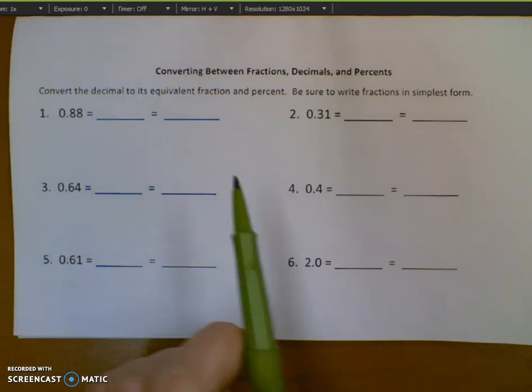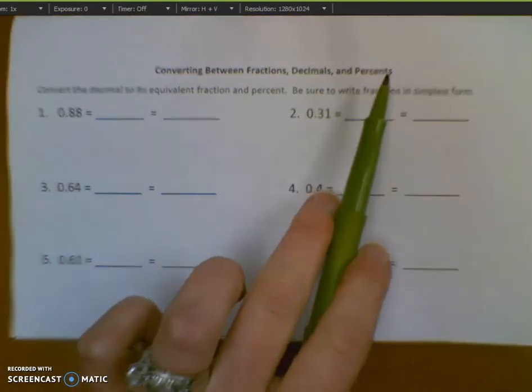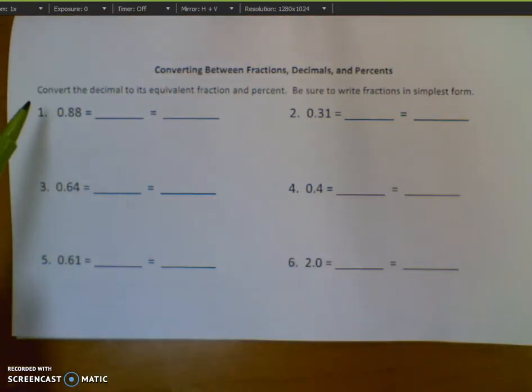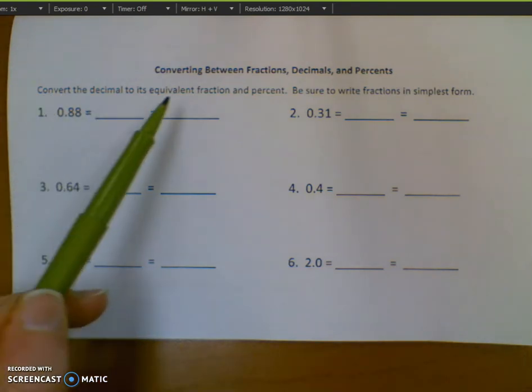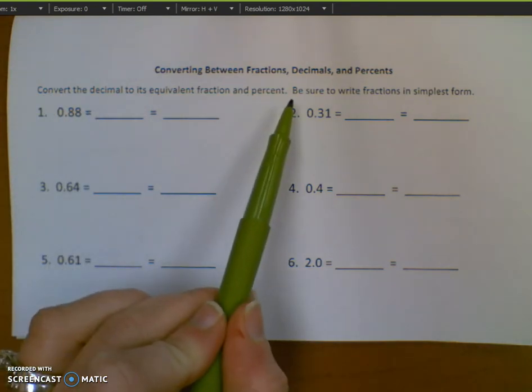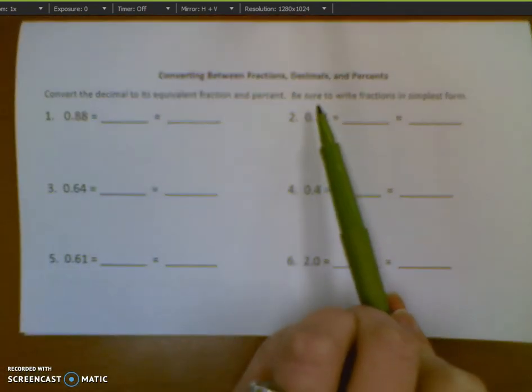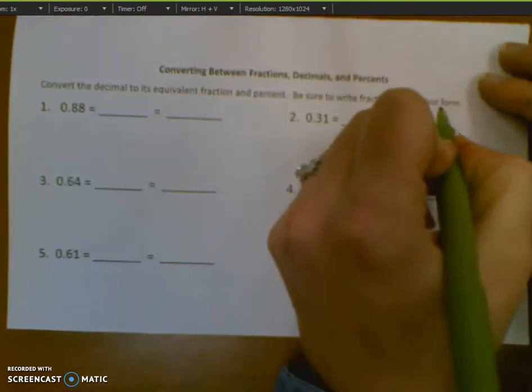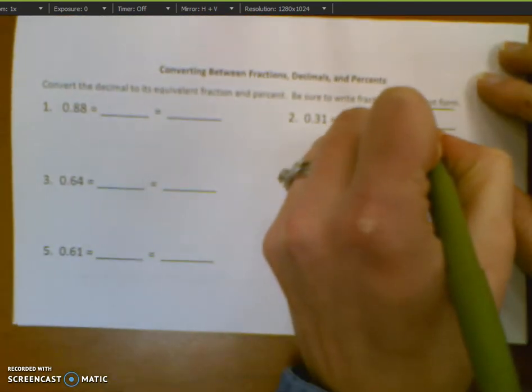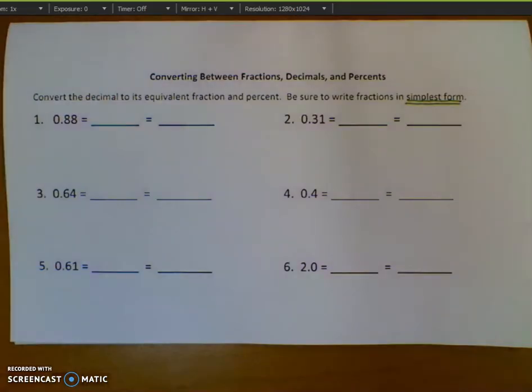Okay, so today we're going to be talking about converting between fractions, decimals, and percents. So we're going to start by taking a decimal and converting it to its equivalent fraction and percent. And it tells us in our directions, be sure to write fractions in simplest form. And I'm going to underline that just to remind ourselves later. I think that's important information.